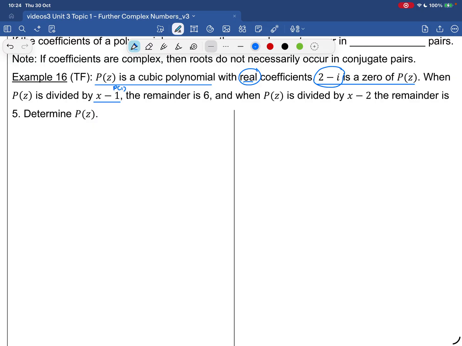And when P of Z is divided by x minus 2, so that's, oh, these must be Z's, sorry. These are Z minus 1 and Z minus 2. So that's going to be P of 2, the remainder is 5. So I've got some information using my remainder theorem, and I have enough knowledge to be able to put together some sort of a cubic polynomial.